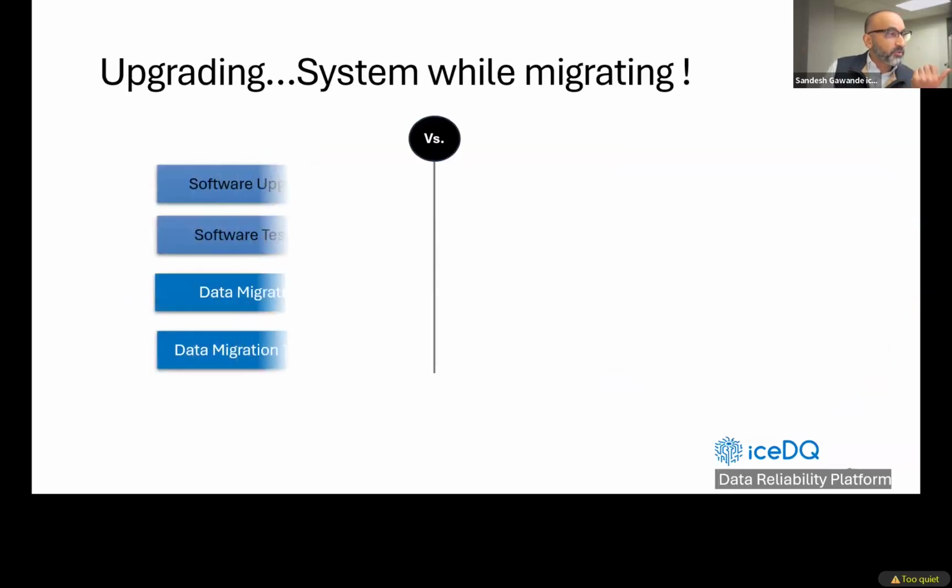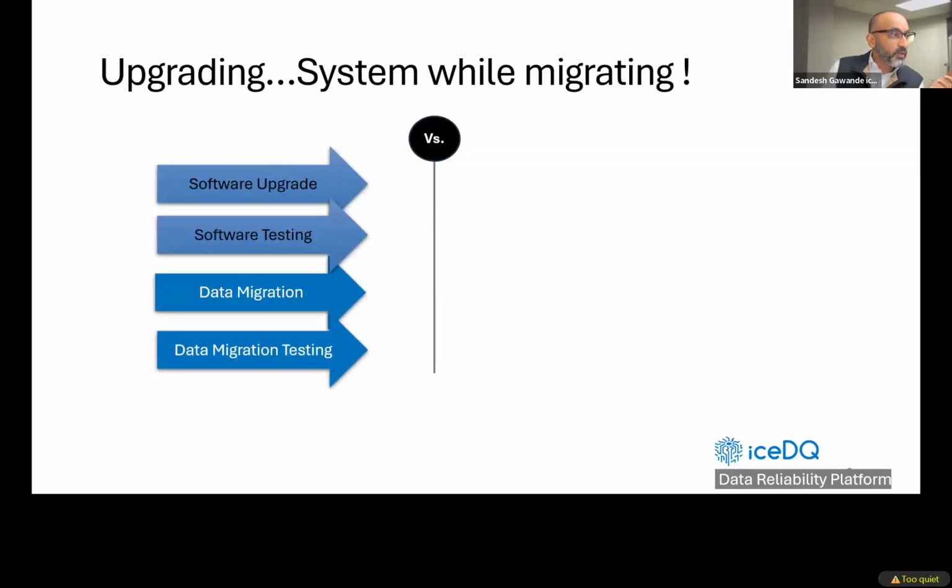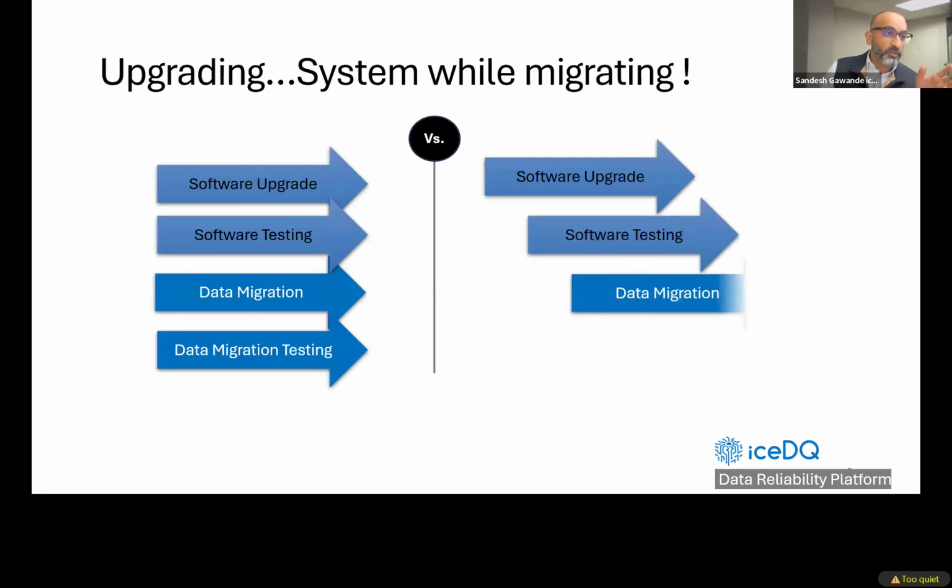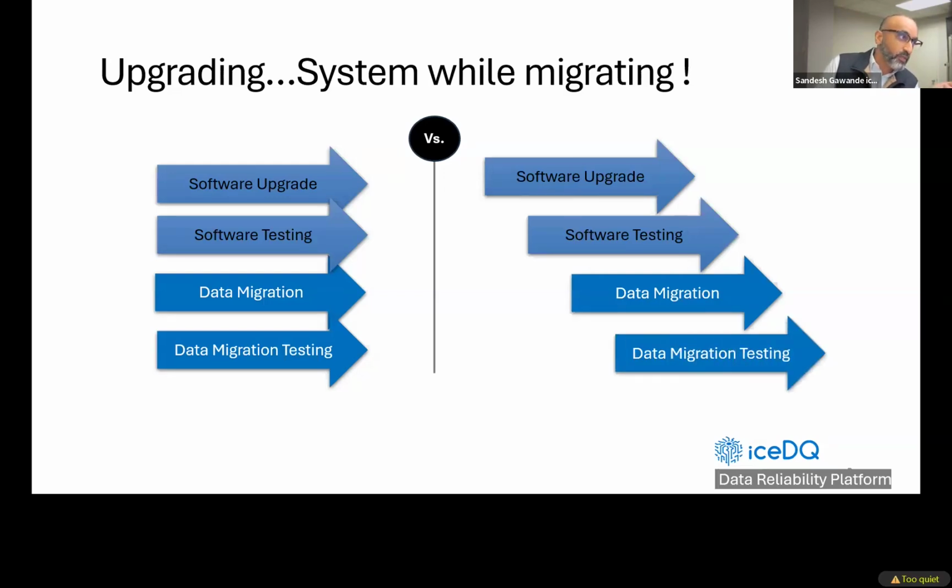The second mistake they made is that while they were doing the data migration, they were also updating the target system. You should never do that. Ideally, you should upgrade your software, test your software, then do the data migration, and then do the data migration testing. So it's a sequential process. You cannot migrate the software and test the migration at the same time.